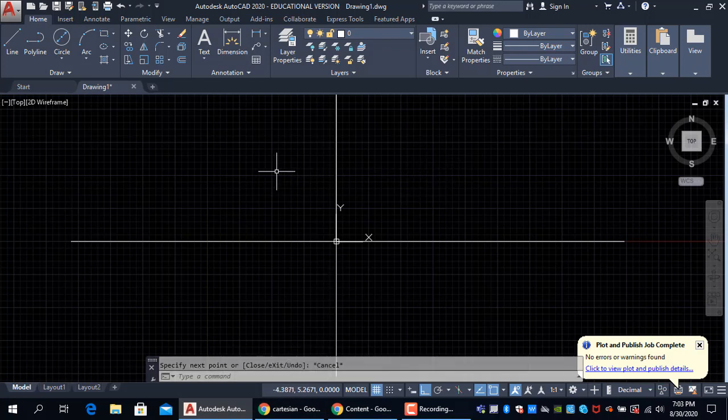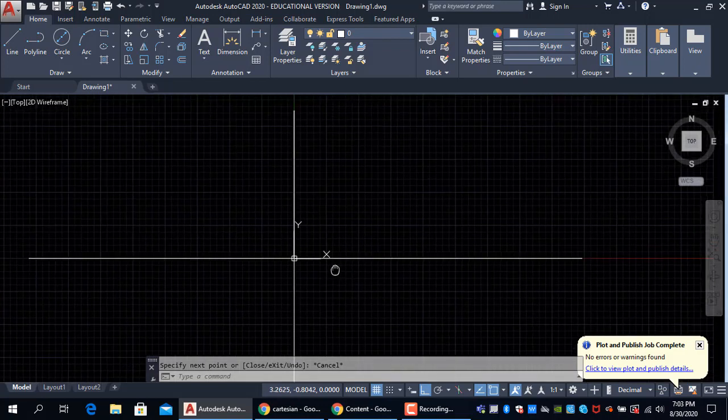If I jump to this quadrant, notice that now X is negative and Y is positive because I am on this side of the origin. If I go down here, notice that both numbers are negative. If I come here, notice that I'm doing positive and negative. So this is how you see AutoCAD.